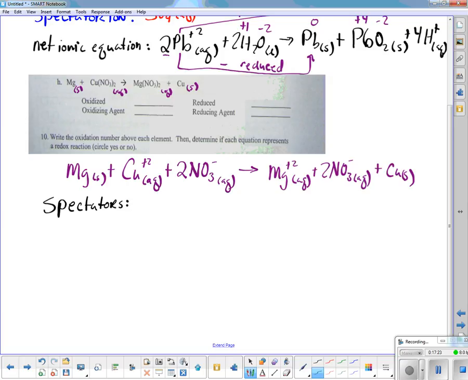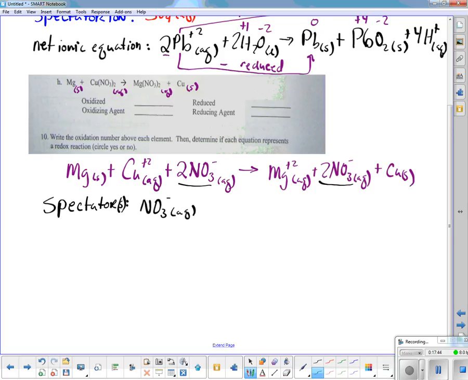It has to be the same on both sides. So what is the same exactly on both sides? The 2NO3 is exactly the same on both sides, right? So that is our spectator. We only have one spectator here, and it is nitrate. Everybody following so far?